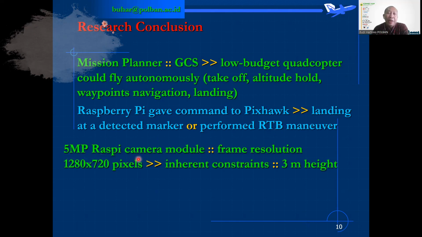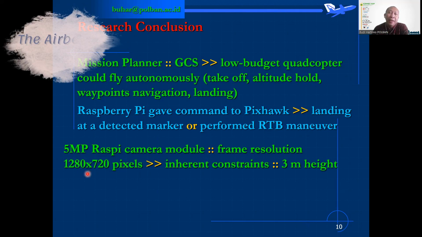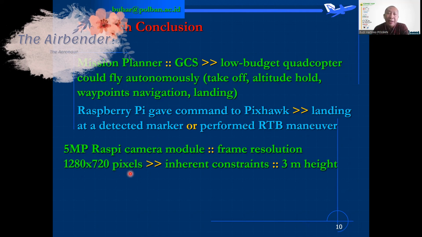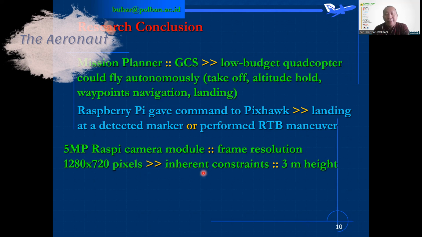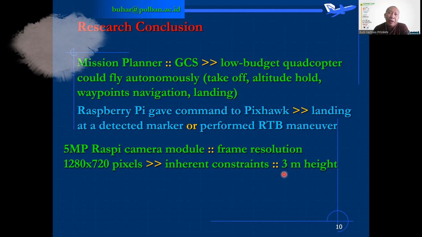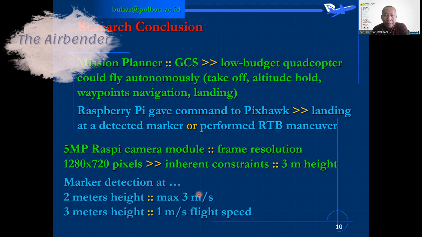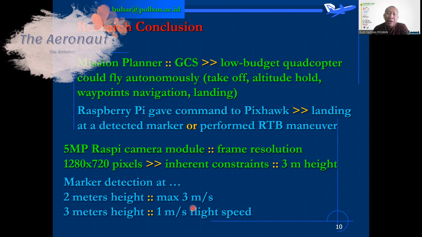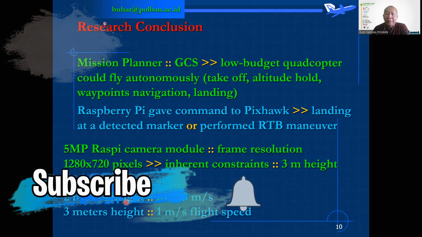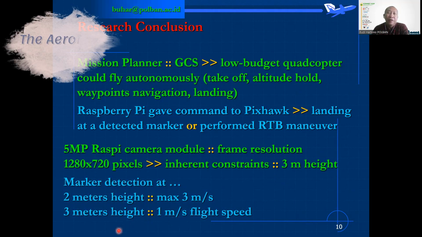Utilizing the 5-megapixel Raspberry camera module with a frame resolution of 1280 by 720 pixels possesses an inherent constraint. That is, it only has a maximum height of 3 meters to recognize the marker on the ground. The quadcopter attained a maximum speed of 3 meters per second when positioned 2 meters above the ground, and a top speed of 1 meter per second when flying at an altitude of 3 meters.